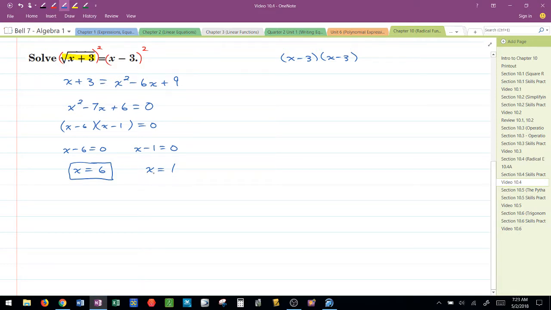So we'll learn about this, and we'll talk about it in class a little bit. This is known as an extraneous solution. It's a solution that you found, but that solution doesn't work. So the x equals 6 is the only solution.